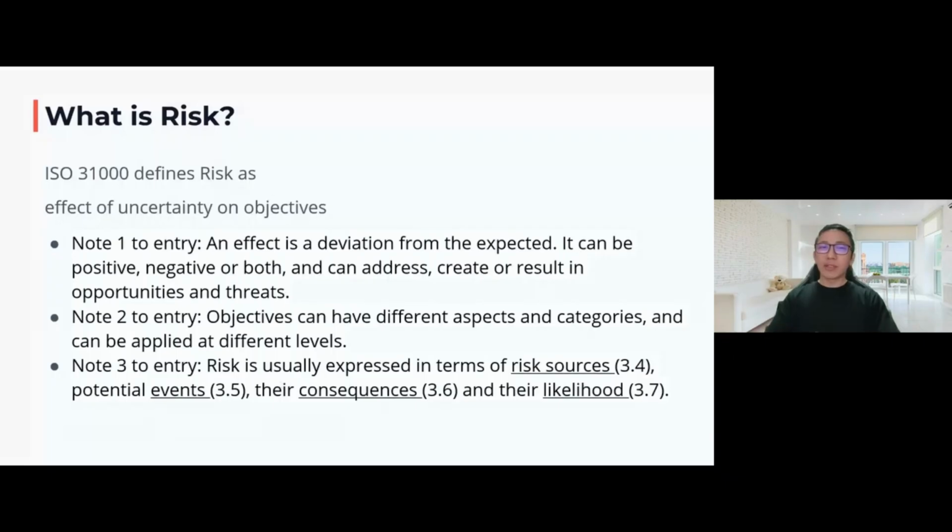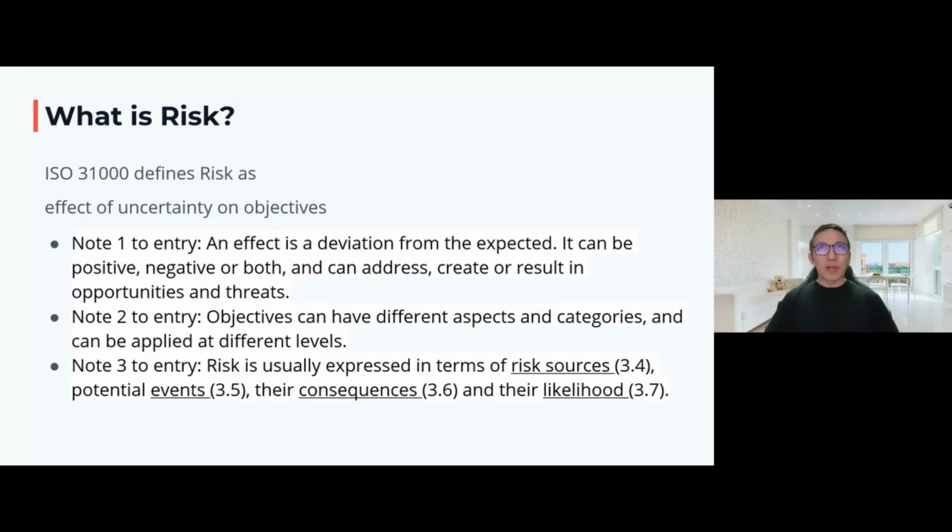Let's start off with the definition of risk. There are many definitions of risk, but one of the good definitions that we can refer to is, of course, none other than the ISO. ISO 31000 is a good reference. ISO 31000 is about risk management, and in the document, it defines risk as the effect of uncertainty on objectives. It's a very simple definition.